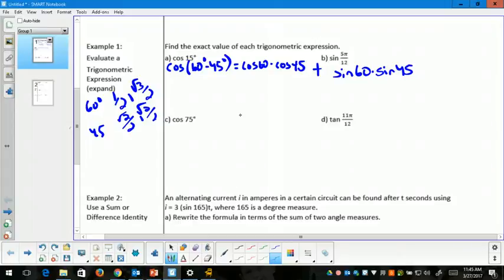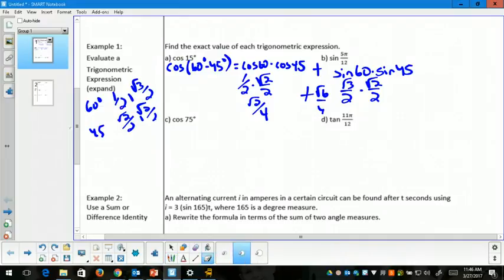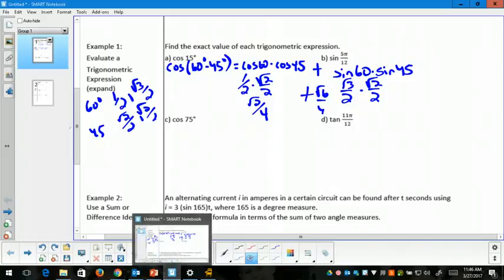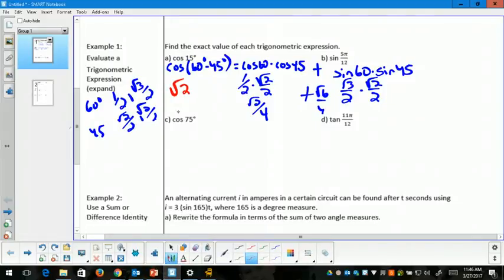So cosine of 60 is 1/2. So this is 1/2 times square root of 2 over 2, which is square root of 2 over 4. And then for 60, sine is square root of 3 over 2. Sine of 45 is square root of 2 over 2, so that's going to be square root of 6 over 4. So I have square root of 2 plus square root of 6 over 4. I can't reduce that without a calculator because they don't have the same value under the radical. So my final answer for this problem is square root of 2 plus square root of 6 over 4.